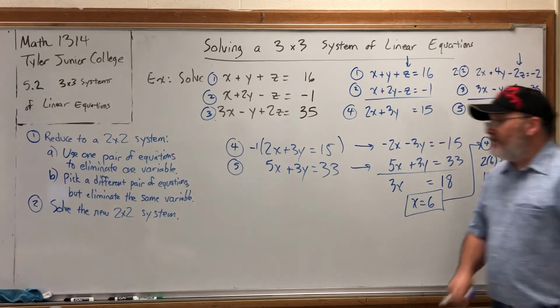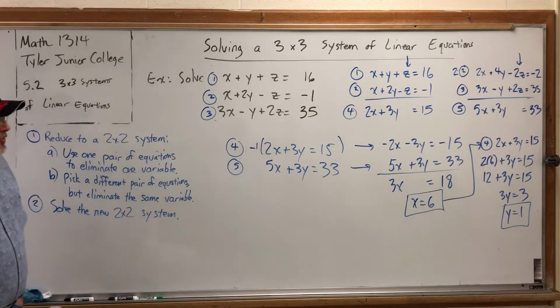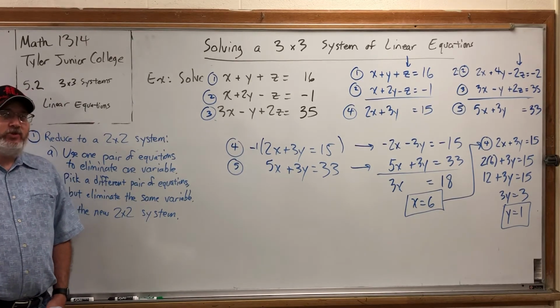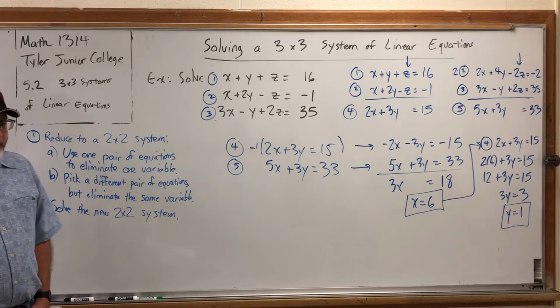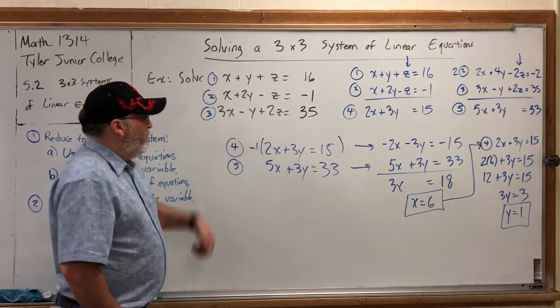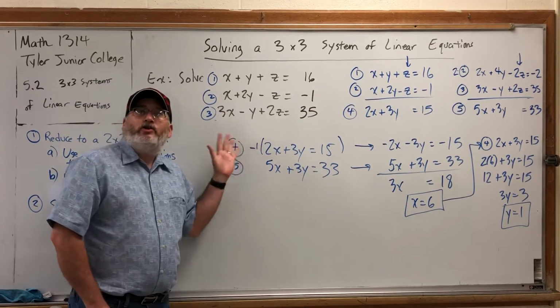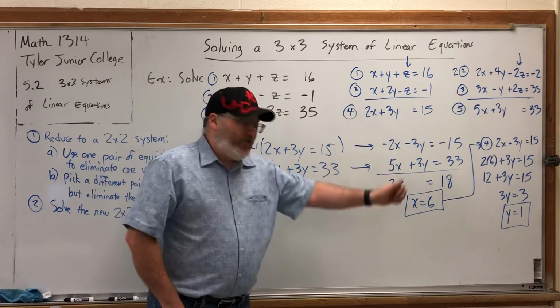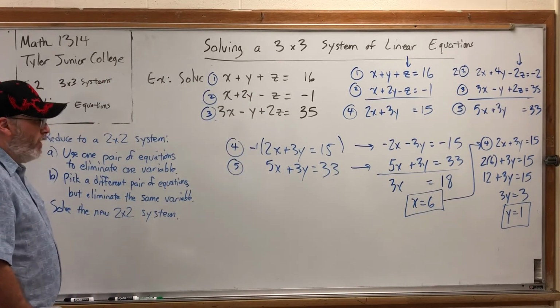At this point, we've done step 2. Again, the strategy here is to reduce the 3 by 3 system to a 2 by 2 system by creating 2 new equations that are missing the same variable. Pick one pair, eliminate a variable. Pick a different pair, but eliminate the same variable. Voila, 2 by 2 system. Solve it using the techniques discussed in the previous series of videos for section 5.1.